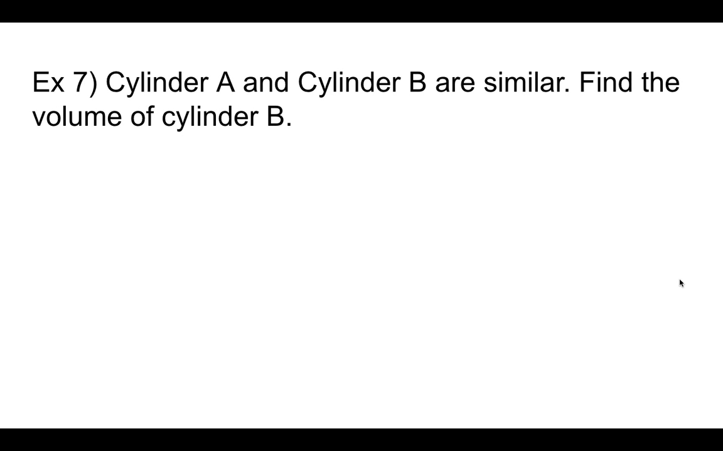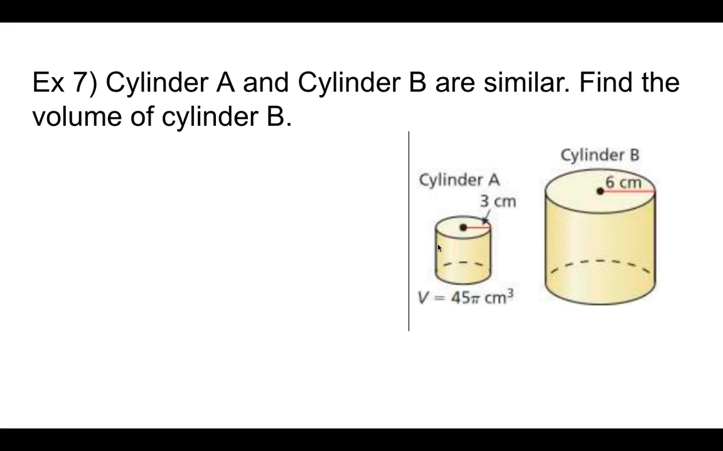Cylinder A and cylinder B are similar. Find the volume of cylinder B. Here's cylinder A, and you know its radius is 3. Cylinder B has a radius of 6. We're given that the volume of the smaller cylinder, cylinder A, is 45 pi centimeters cubed. So what's the volume of cylinder B?